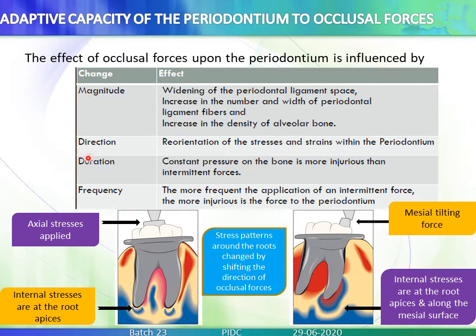Next, coming on to the duration. I would like to speak about how an orthodontist treats you. He doesn't call you and tighten your braces every now and then. He leaves some amount of time and applies a little bit of intermittent force. It is not a constant pressure which he is applying. Why is that so? It is because constant pressure on the bone is more injurious than intermittent forces, and that is the reason they give intermittent forces.